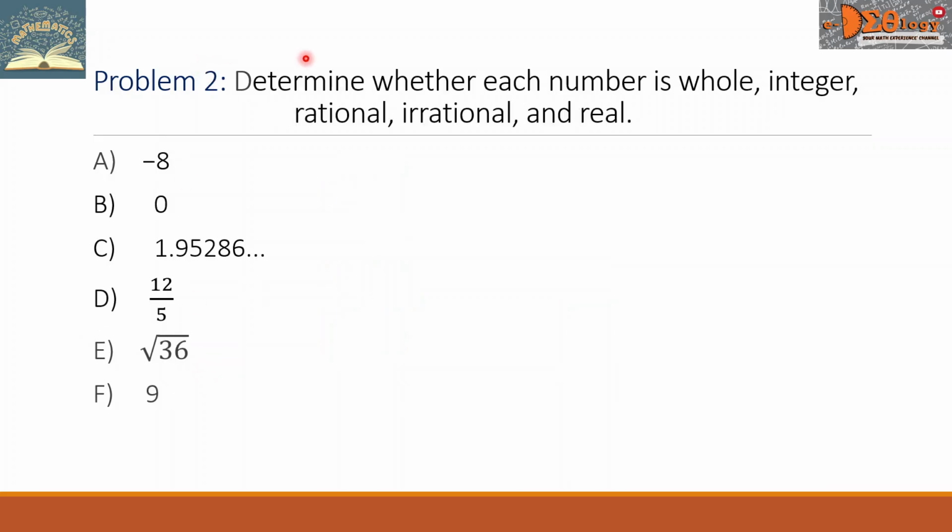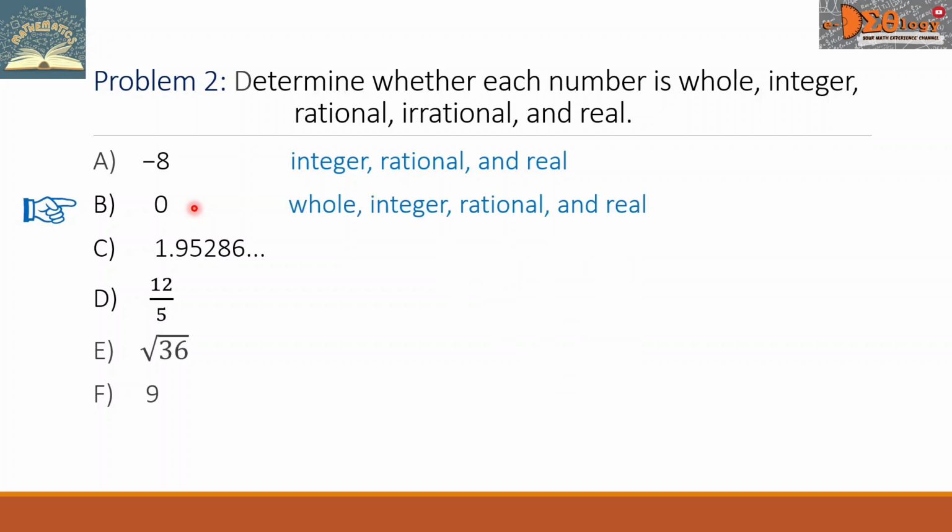Problem 2. Determine whether each number is whole, integer, rational, irrational, and real. Letter A, -8. This -8 is an integer, a rational number, and a real number. Letter B, 0. This is a whole number, an integer, a rational number, and real number.